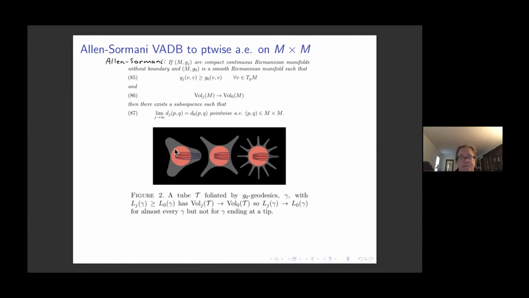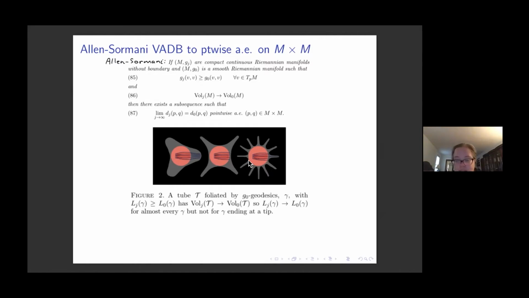Okay. So we have this tube here of geodesics. And the lengths of all of them are longer than the lengths in the limit space. The limit space is the red ball. So we're picturing sequences with increasingly many wells, and they're converging to the red ball. And we're looking at tubes in the sequence. And we're asking, okay, the volume of these tubes is getting closer and closer to the volume of the corresponding region in the red ball. And the lengths of all these geodesics is bigger or equal to the lengths of their images in the red ball.